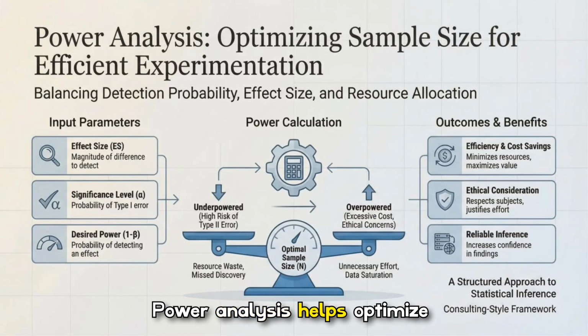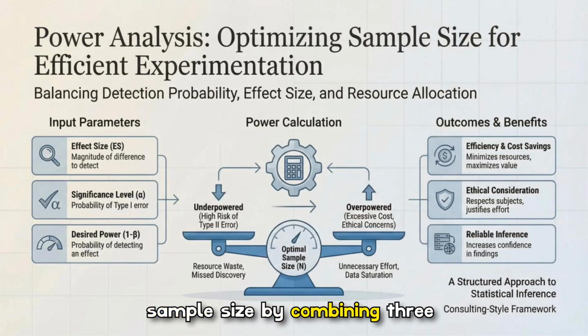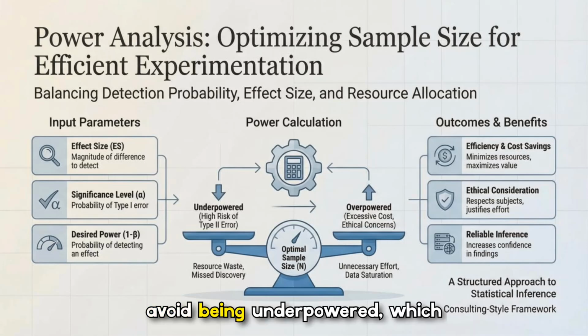Power analysis helps optimize sample size by combining three inputs: effect size, significance level, and desired power, so you avoid being underpowered, which risks missed discoveries, or overpowered, which wastes resources. The goal is an optimal sample size that yields reliable inference, ethical resource use, and efficient experimentation.